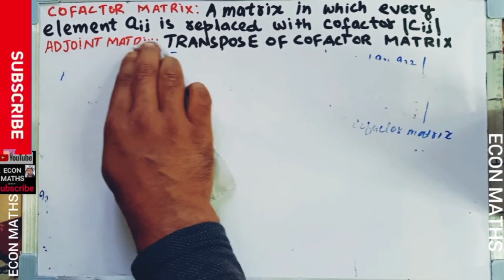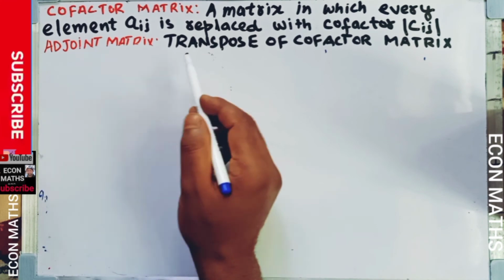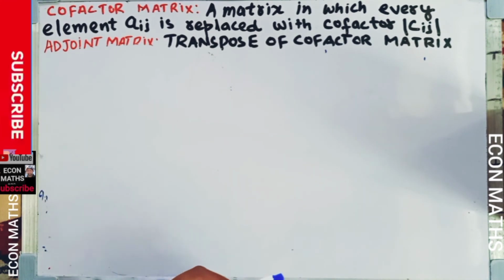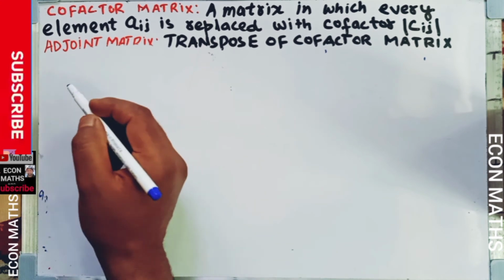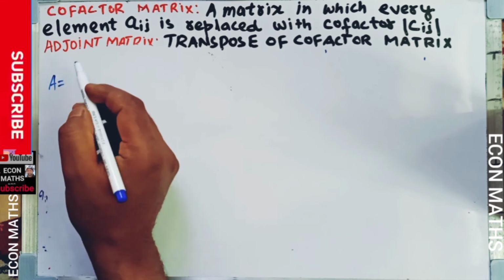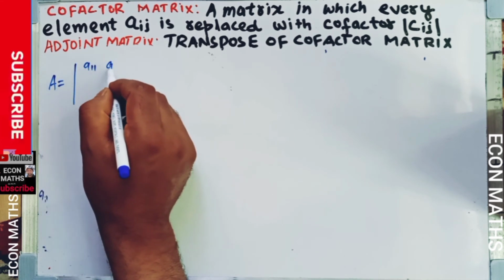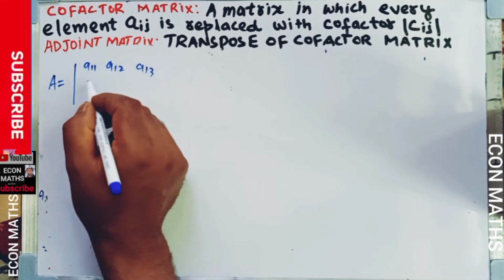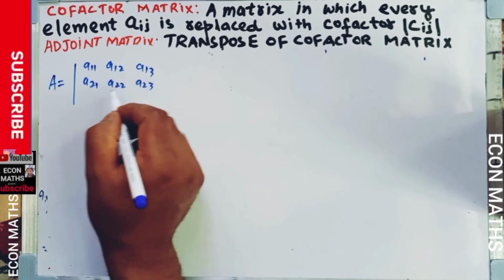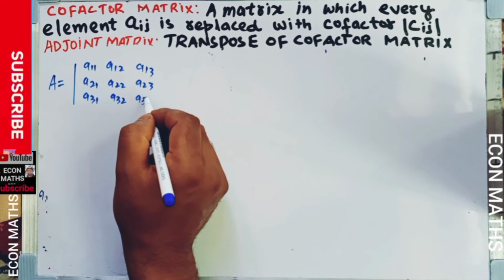We will see the adjoint matrix. Transpose of cofactor matrix is called the adjoint matrix. So I will write, if A is a general matrix, A11, A12, A13, A21, A22, A23, A31, A32, A33.